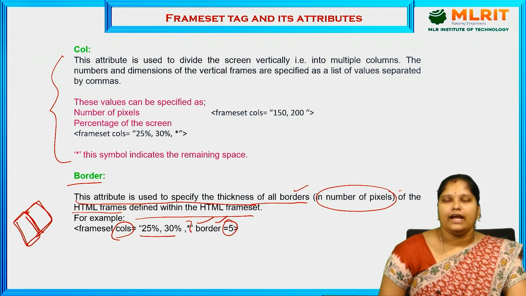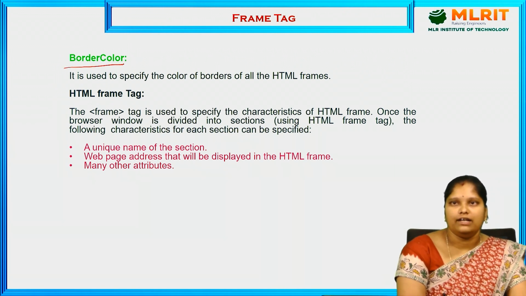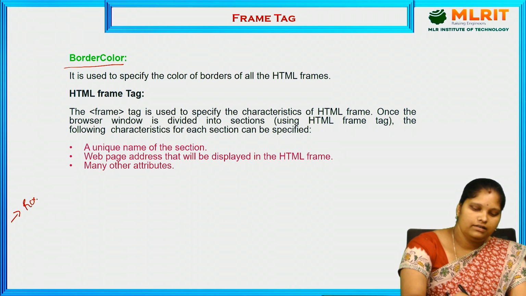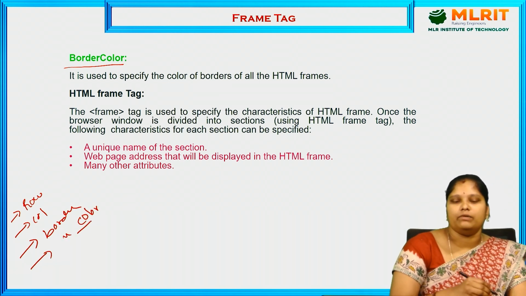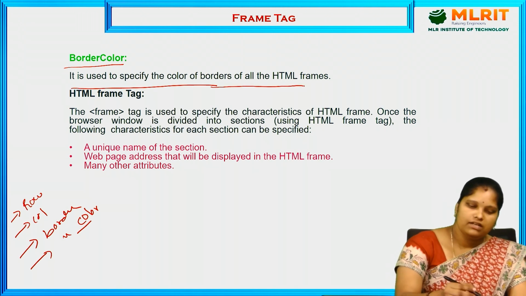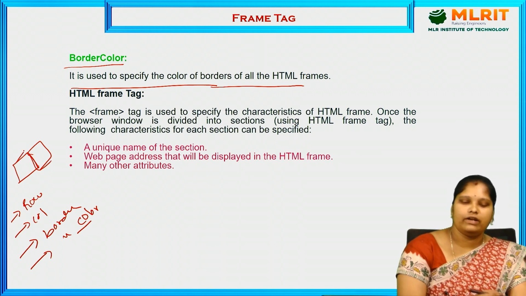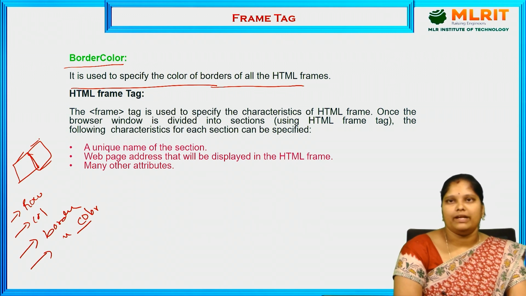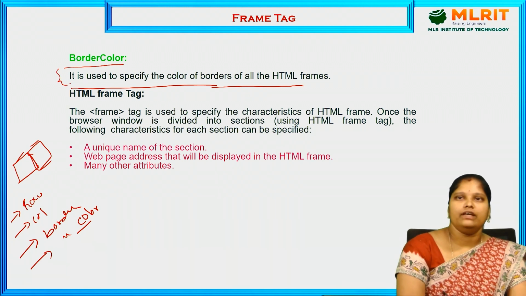These all are the attributes of frameset tag, and one more attribute is also there, that is border color. Rows is one attribute, columns is one attribute, and the border is one attribute. Border color is also one attribute. It is used to specify the color of borders of the HTML frames. I need to divide the window into two frames with border pink color or else blue color. Then you can mention the color of the borders also. This is one more attribute of the frameset tag.